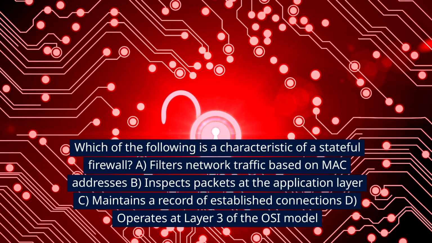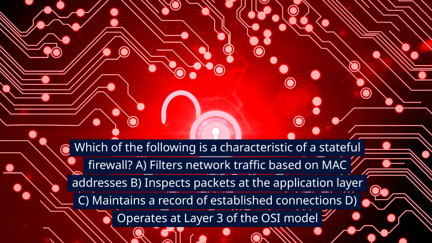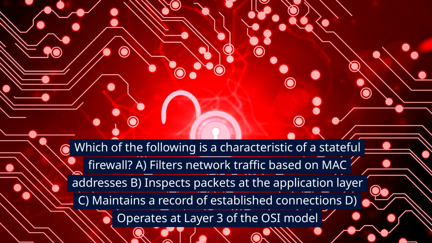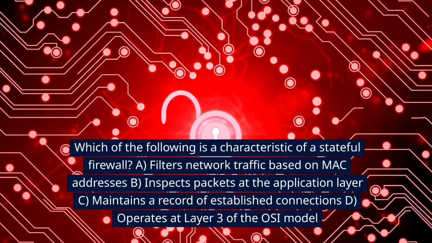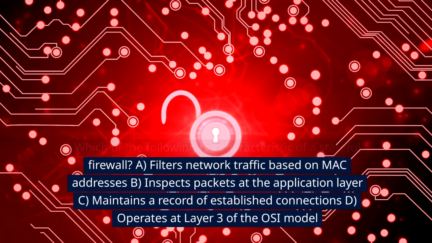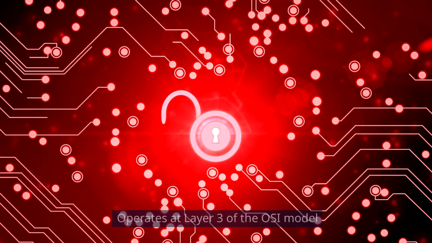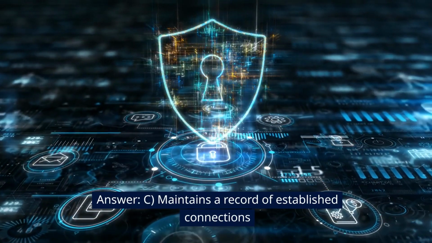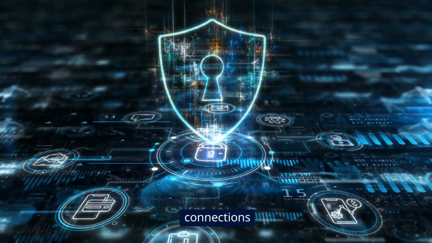Which of the following is a characteristic of a stateful firewall? A. Filters network traffic based on MAC addresses. B. Inspects packets at the application layer. C. Maintains a record of established connections. D. Operates at layer 3 of the OSI model. Answer: C. Maintains a record of established connections.